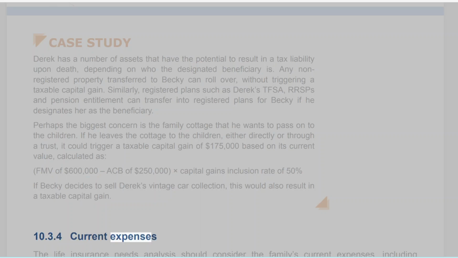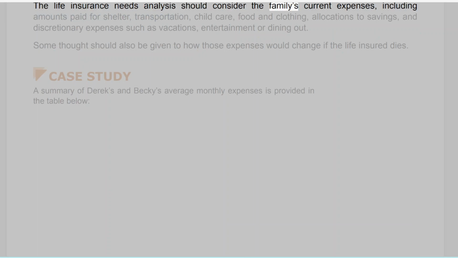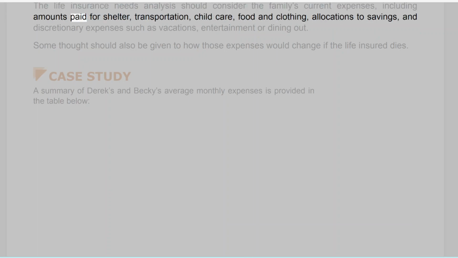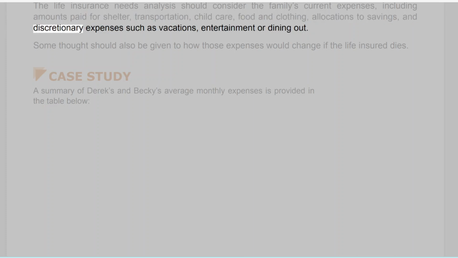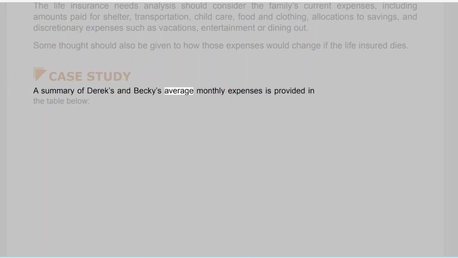10.3.4 Current expenses. The life insurance needs analysis should consider the family's current expenses, including amounts paid for shelter, transportation, child care, food and clothing, allocations to savings, and discretionary expenses such as vacations, entertainment or dining out. Some thought should also be given to how those expenses would change if the life insured dies. Case study: a summary of Derek's and Becky's average monthly expenses is provided in the table below.